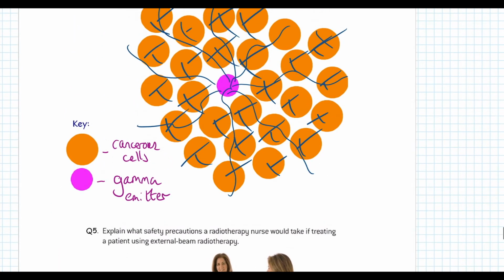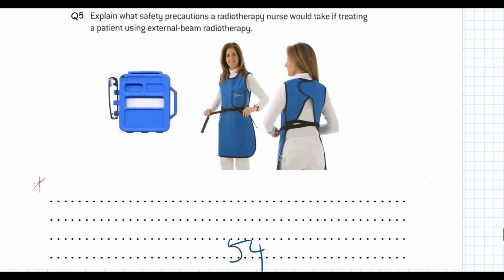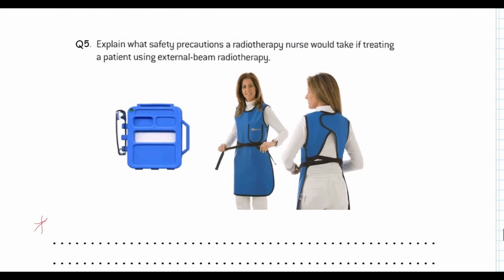Okay, so pause, complete that. When you complete it, press play. Question 5. Explain what safety precautions a radiotherapy nurse would take if treating a patient using external beam therapy.